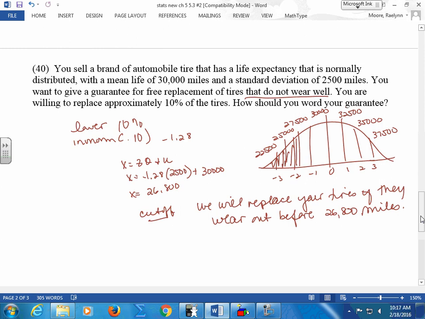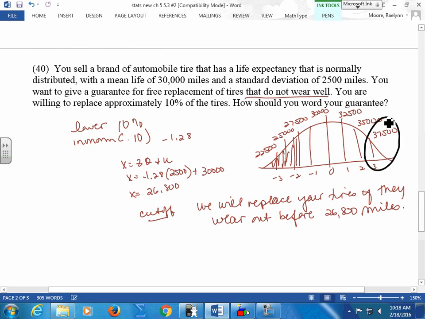I'm the car manufacturer. I met the tire manufacturer. I'm selling these. I'm willing to replace 10% of my tires. So how should I word this? You will replace your tires if they wear out before a certain number of miles. Do I care about this if you go too long on your tires? Do I care about this end? I mean, there's 10% that sit at this end also, right? But do I care about this 10%?